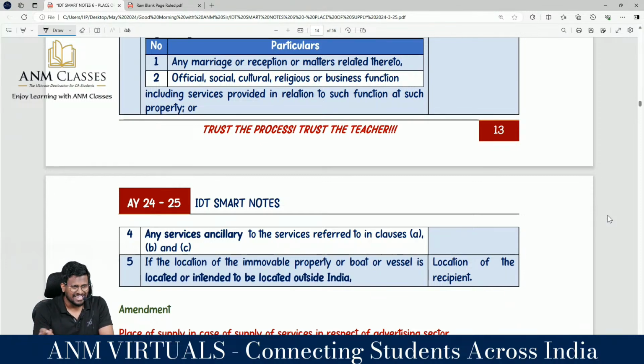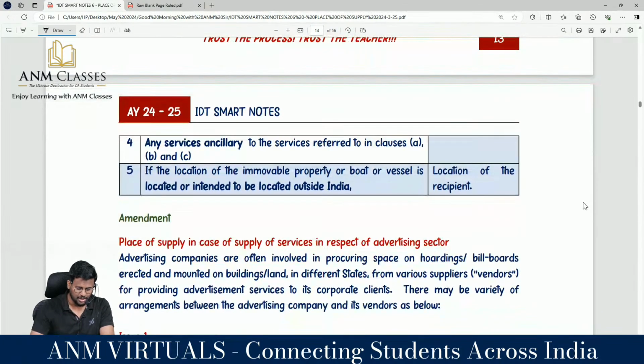Yes, sir. So they have inserted an explanation saying that if the immovable property, boat or vessel is located or intended to be located outside India, then don't see the location of the immovable property, see the location of the recipient of service. That means we want GST. Are you all really with me? Yes, sir. Because we don't want to lose GST. This is the case of section 12, my dear lovable students. Section 12 is saying that since both the persons are situated in India, we want GST, right?